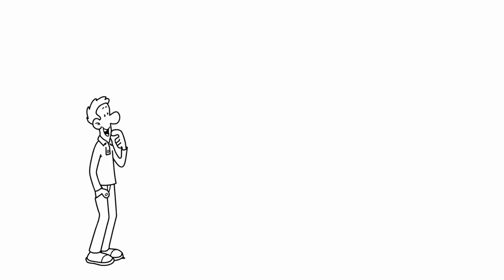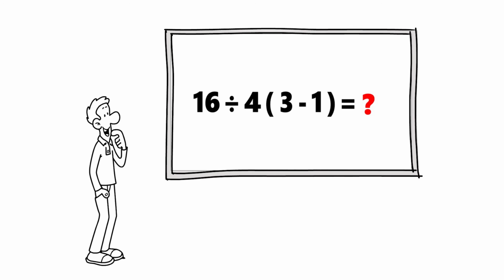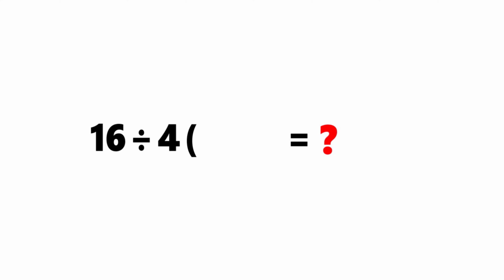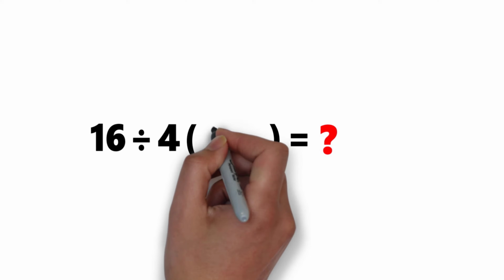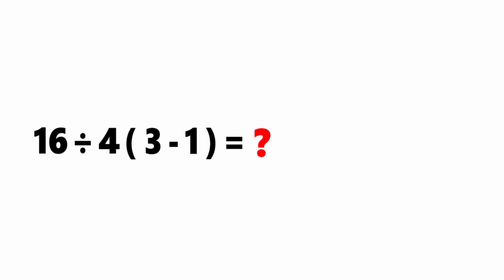Here's one of my favorite questions because it's easy to understand but might be challenging to solve. You need to calculate the question mark and you're presented with the expression. On the other side of the expression you have 16 divided by 4 and multiplied by the value in parentheses, 3 minus 1. You have 4 different choices to choose from.